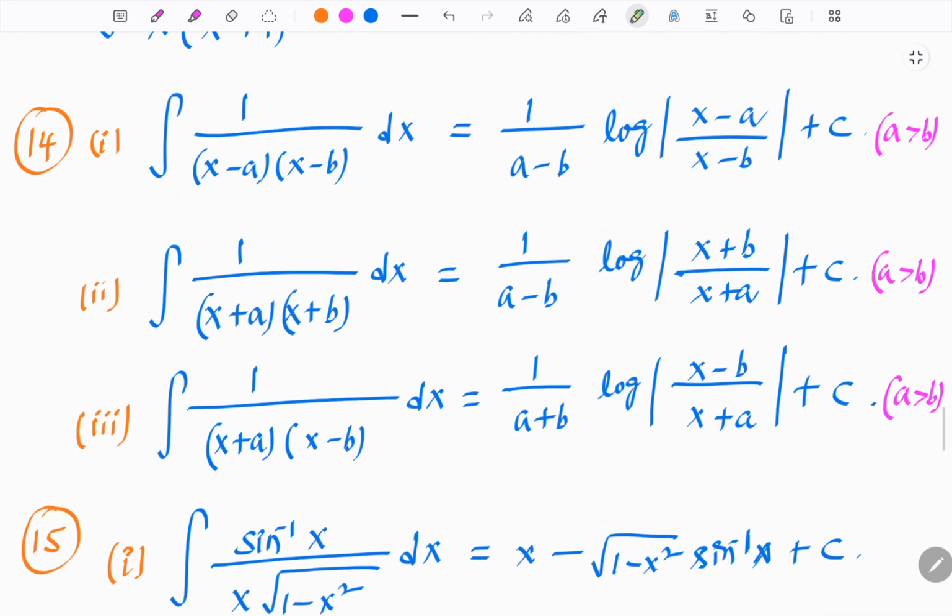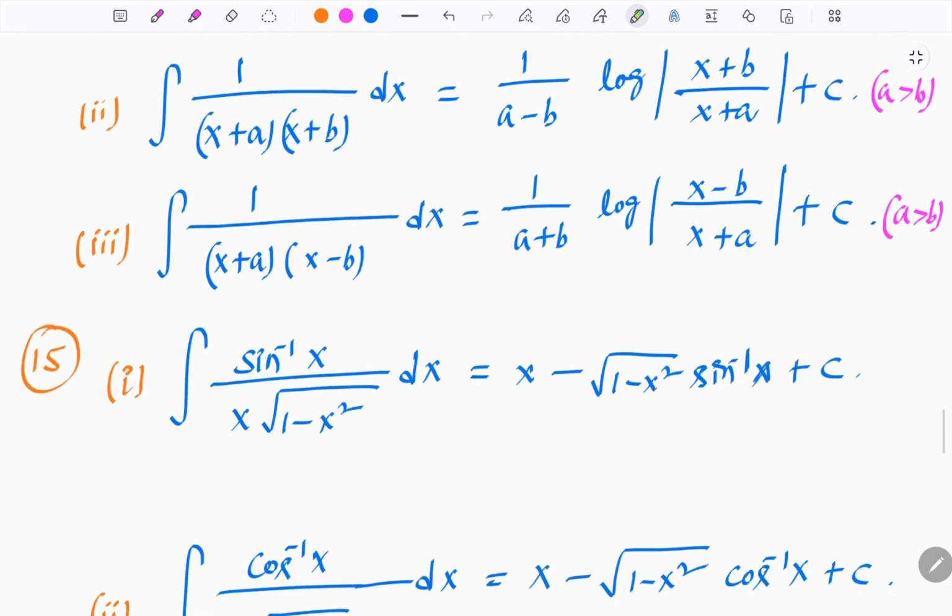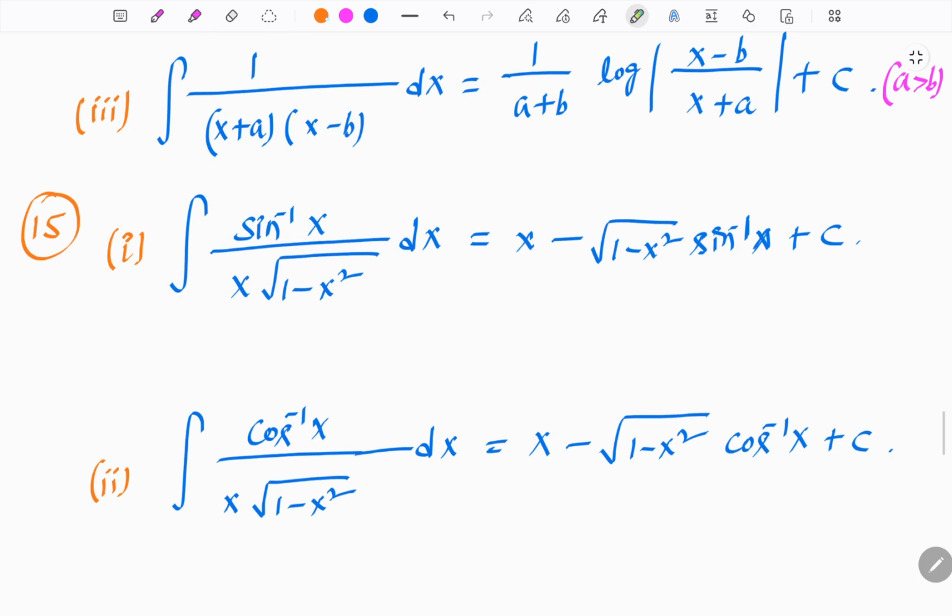Very very important question. And also these three results we discussed, I think one of the mock tests also. Now I will discuss if it is a rational function, both are negative, 1 by a minus b log mod x minus a by x minus b, both are positive, then a minus b is fixed, then x plus b by x plus a. If one positive, one negative, but make sure, students, whenever we discuss, your a is always positive compared to b, otherwise it is wrong. Clear? Next, if one is positive, one is negative, then the minus will be changed to plus, and in log mod, negative goes to numerator and positive goes to denominator. Clear? And it is also one standard result.